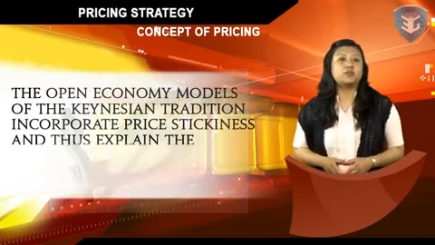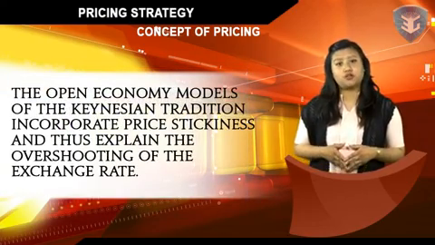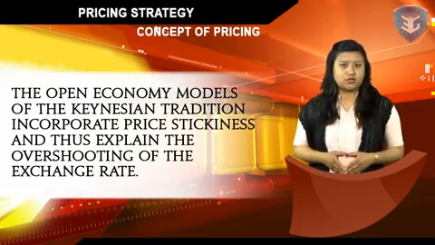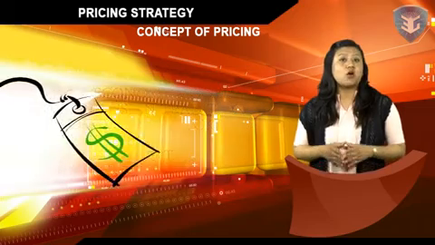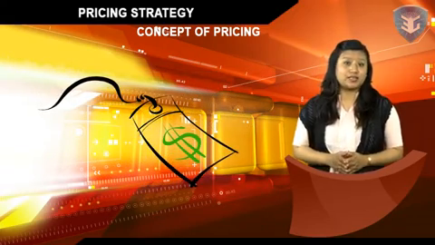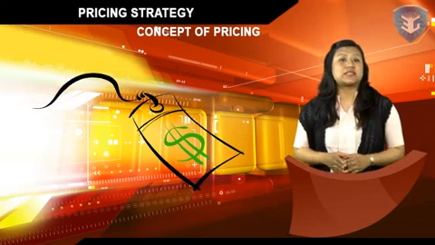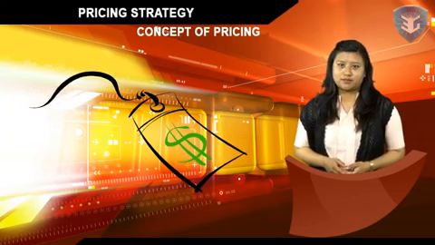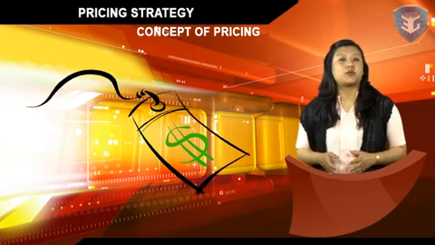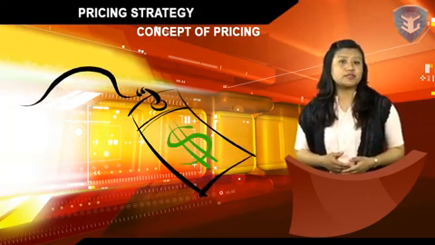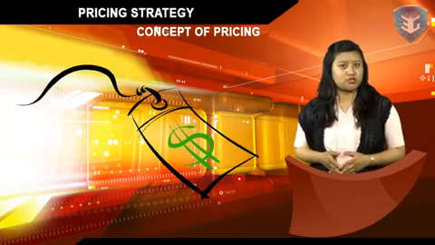The open economy models of the Keynesian tradition incorporate price stickiness and thus explain the overshooting of the exchange rate. But Keynesians often do not discuss the price stickiness at the buyer's end, that is, in the currency of their destination. The price stickiness at the seller's end is discussed. The law of one price coming from the standard PPP theory cannot explain the degree of persistence that is observed in real exchange rate series.